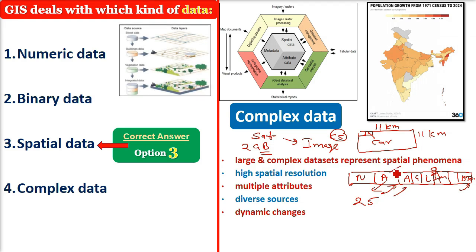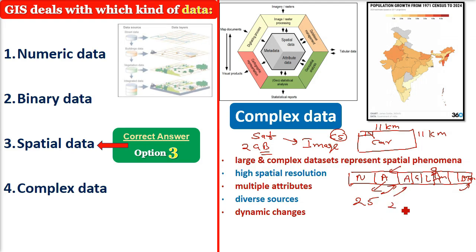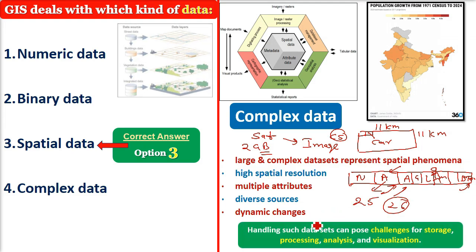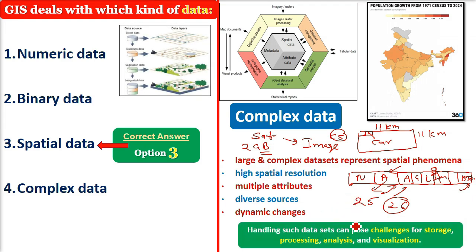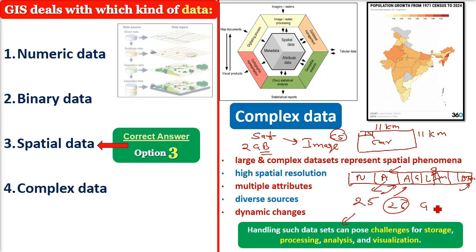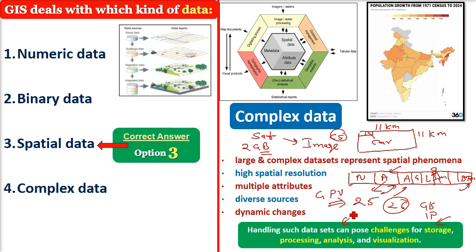Now after 2 years he will be 27, or say after 1 year he will be 26. So there should be a dynamic change, and those data which need some dynamic changes are called complex data. What is the thought about this complex data, which we need to know as GIS people? That handling such data can pose challenge for storage, because the data are complex, big, humongous. In order to process, you need GPU and very good i7s or Xeon processors.